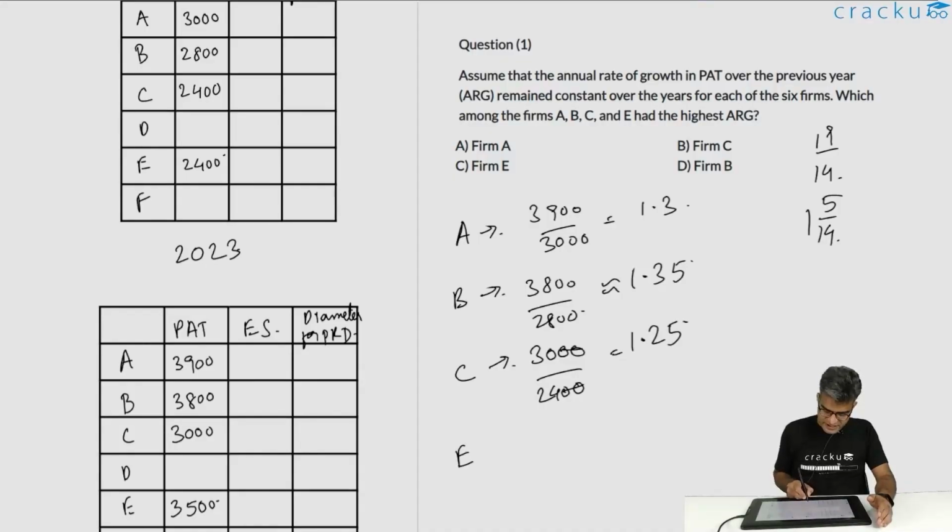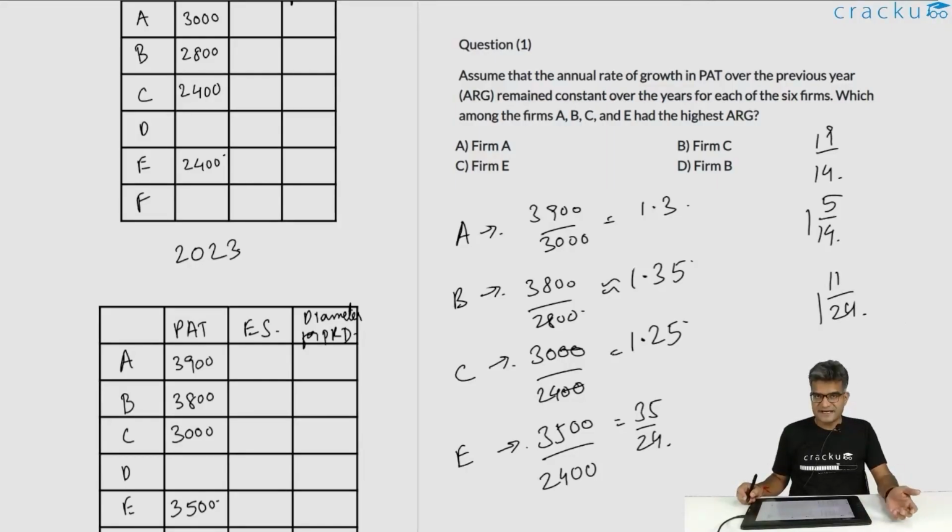And option E is 3500 divided by 2400, which will be 35 divided by 24. We can use the same trick that I used earlier. This will be 1 and 11 by 24. Now 24 into 4 is 96. So this is greater than 1.4 for sure. In fact, it will be, I think, close to 1.46.